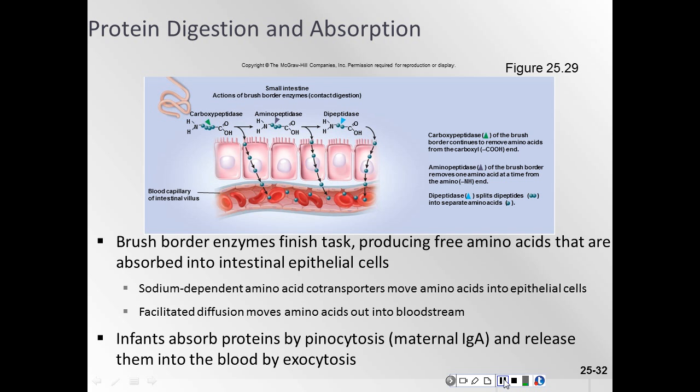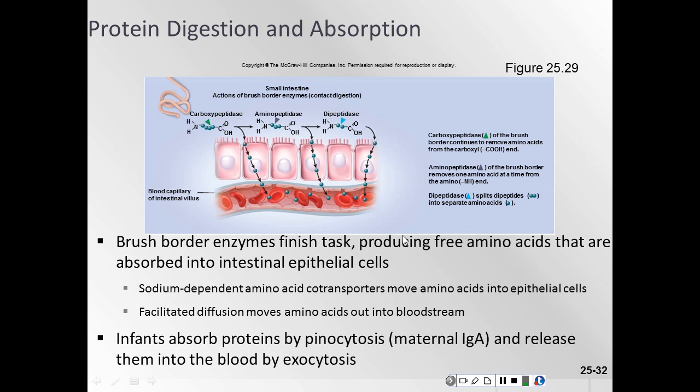Now, at the basal surfaces, amino acids leave the cell by facilitated diffusion, and they enter the capillaries and are carried away in the hepatic portal circulation, which we see right here with the blood vessels. We see these amino acids are going to be carried away. So they go through facilitated diffusion, enter into the capillaries, and then are carried away by the hepatic portal circulation.